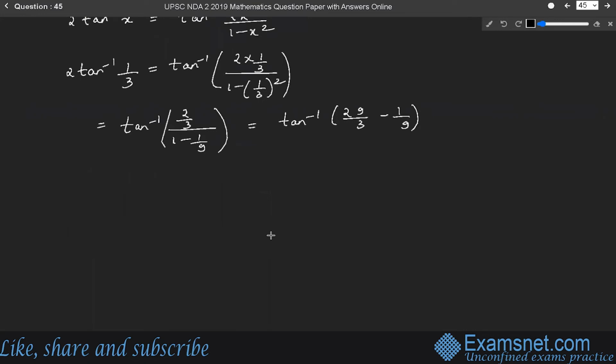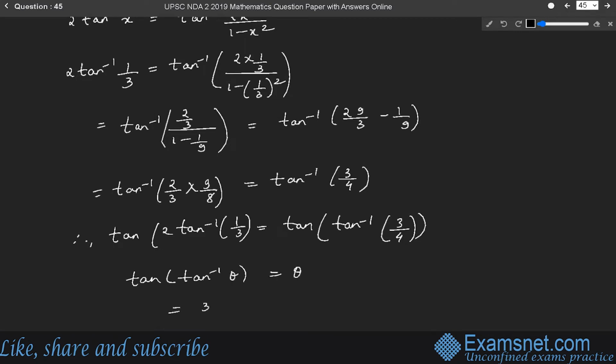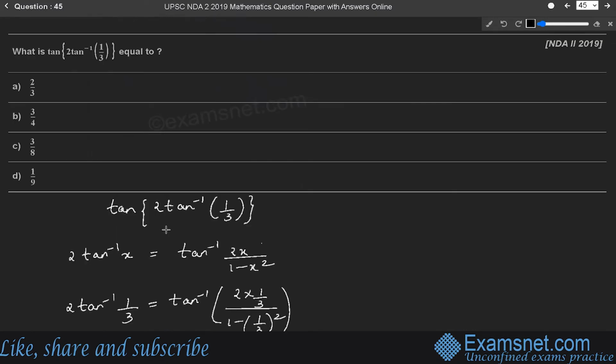So on further solving this, it will be tan inverse 2 by 3 into 9 by 8, which is equal to tan inverse 3 by 4. So therefore, tan 2 tan inverse 1 by 3 is equal to tan of tan inverse 3 by 4. We have substituted the value for 2 tan inverse 1 by 3 here. Since we know that tan of tan inverse theta is equal to theta, our answer will be 3 by 4. Hence we can say that the correct option for this question is option number B here.